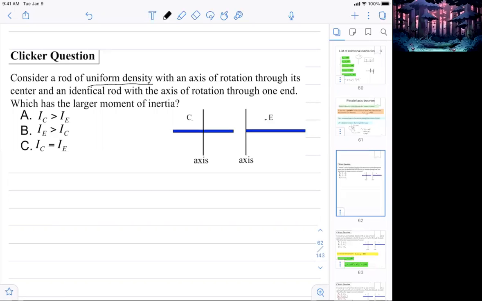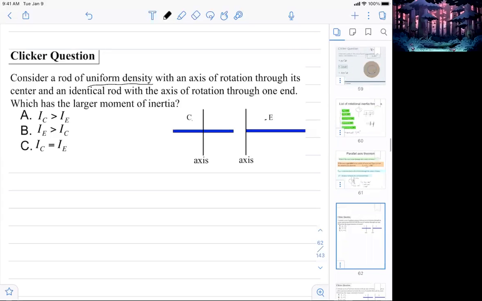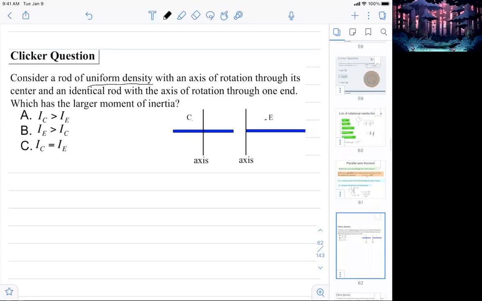All right, let's run the clock for 10 more seconds. Okay, any last minute votes? All right, I'm going to go ahead and close this.